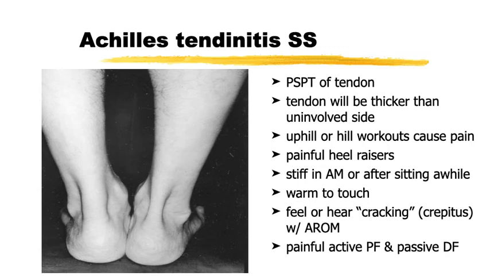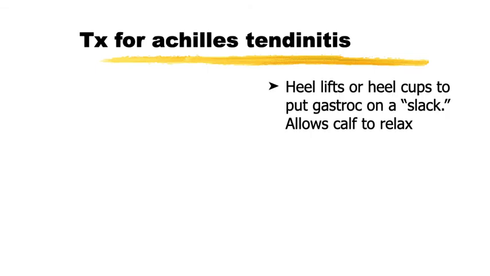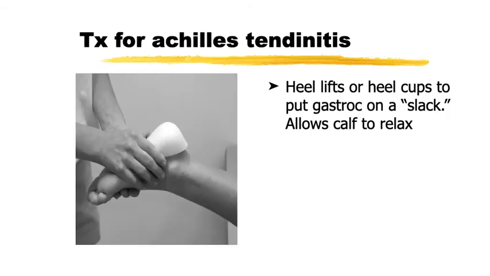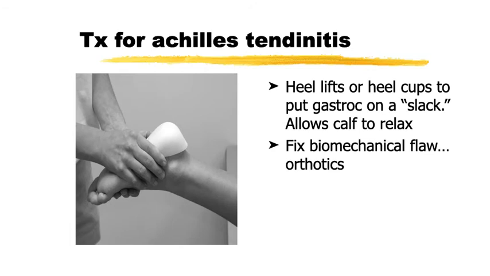It's pretty common, this injury. I mean, common in that people know what they've got going on, meaning they think, I have Achilles tendonitis. So our treatments here: heel lifts. Here's a heel cup, and what that does is put the gastrocnemius on slack and allows the calf to relax. I don't quite understand why, but this does work. If they have some kind of biomechanical flaw, you've got to get that fixed with orthotics typically.